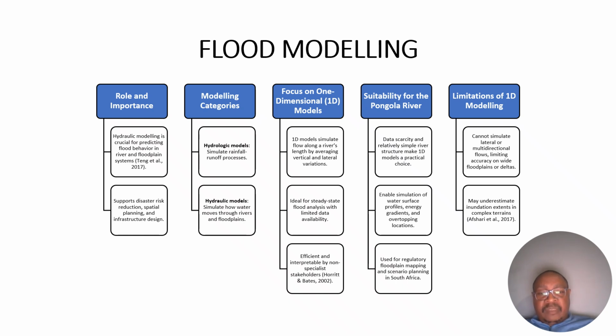And thirdly, it's used for regulation, floodplain mapping, and scenario planning in South Africa. And then lastly, the limitation of the 1D model: it cannot simulate lateral or multi-directional flow, and it may overestimate the flood extent in complex terrain.